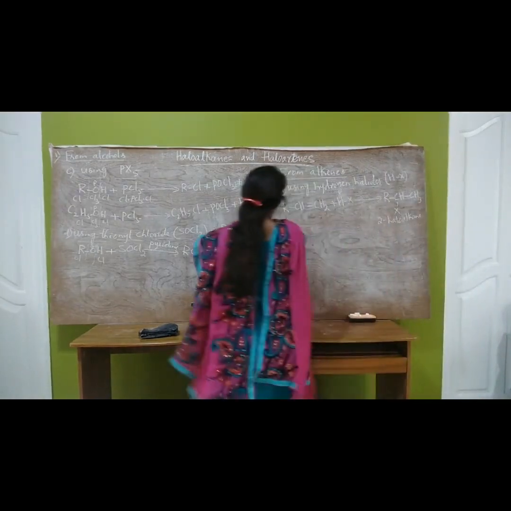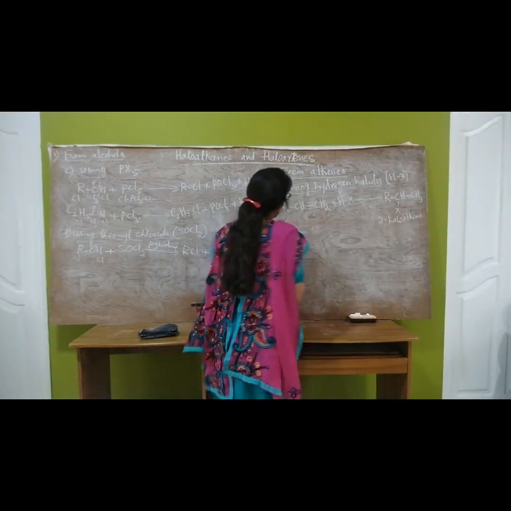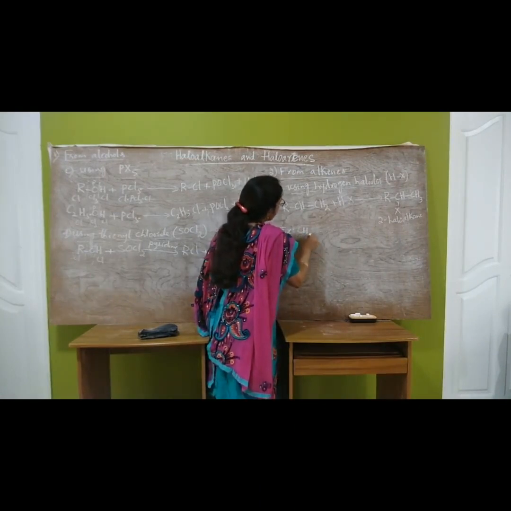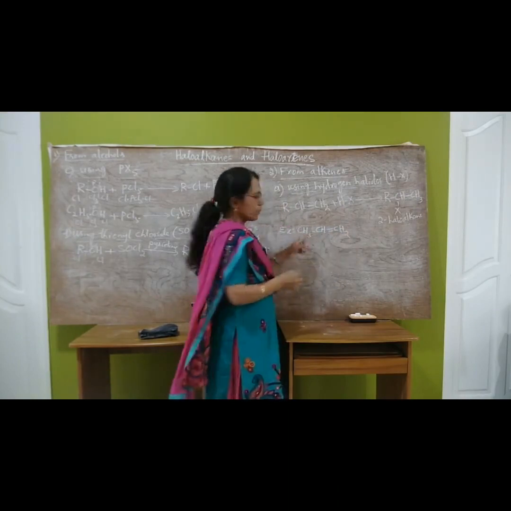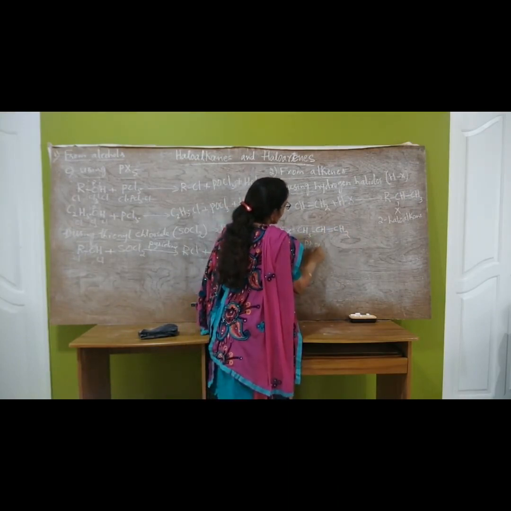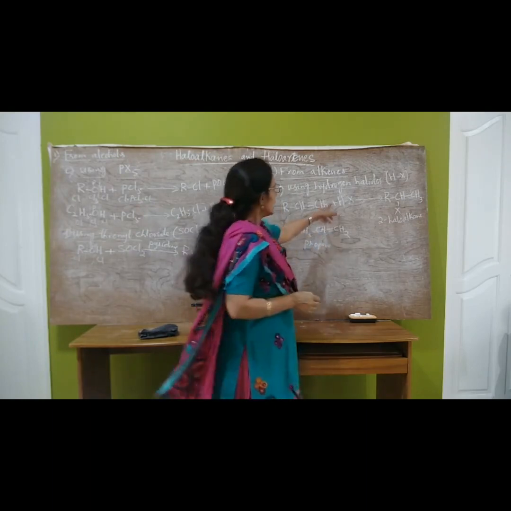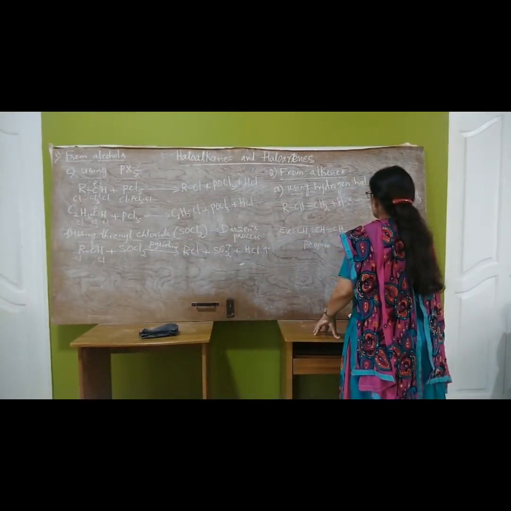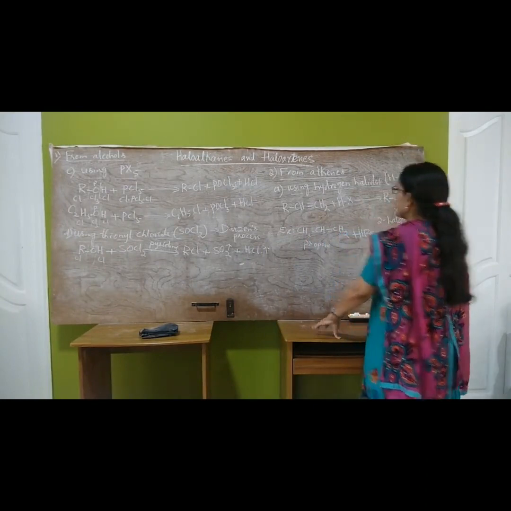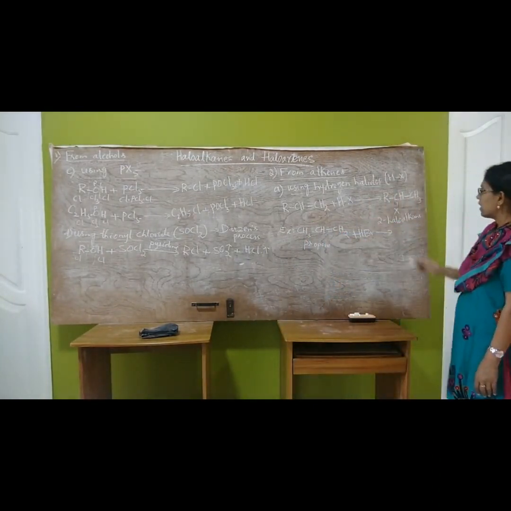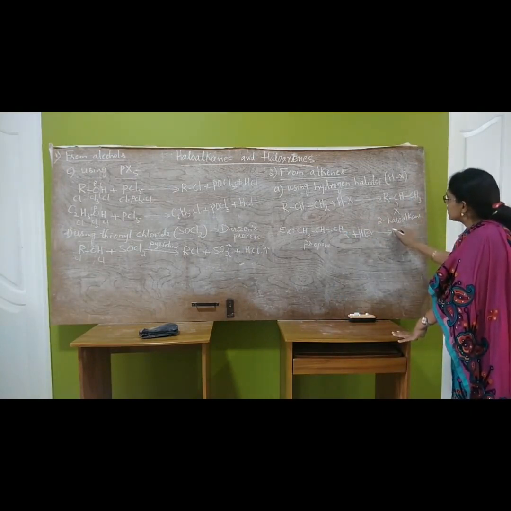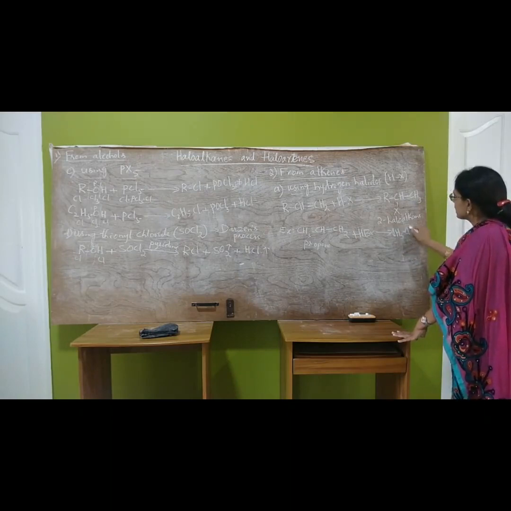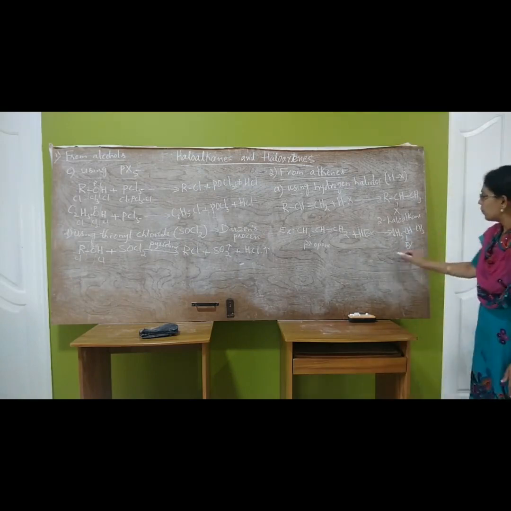Write one example. Take CH3, CH double bond CH2. This is propene. Let us take HBr. When propene reacts with HBr, 2-bromopropane is formed, that is CH3 CHBr CH3. 2-bromopropane is formed.